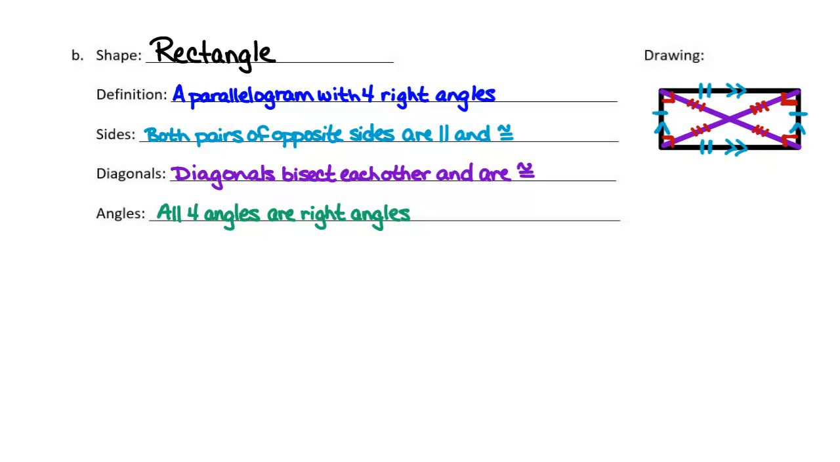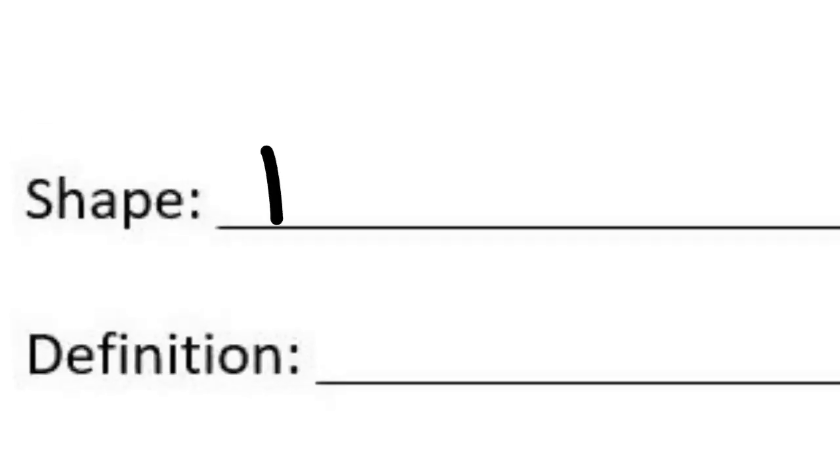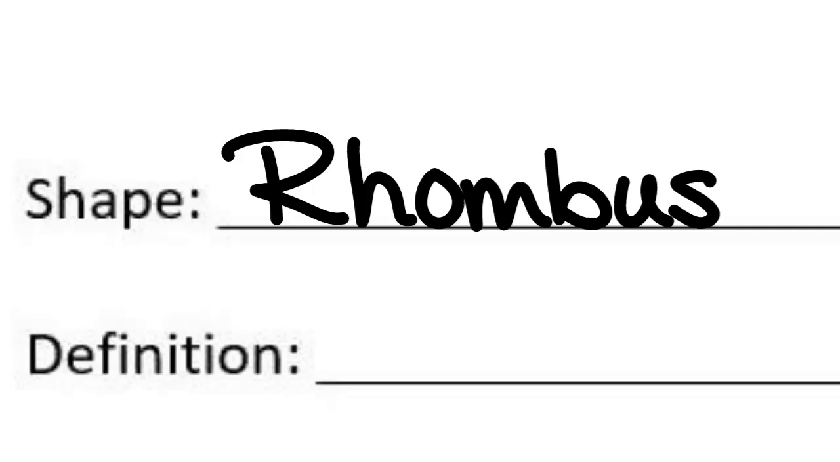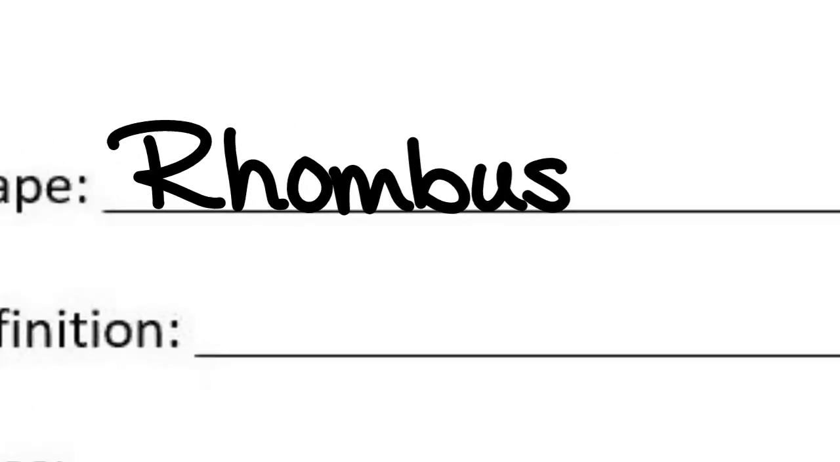The shape that we talked about next was a rhombus, followed closely by a square. So our next 2 shapes are rhombus and square. Right, so a rhombus is a parallelogram with 4 congruent sides.